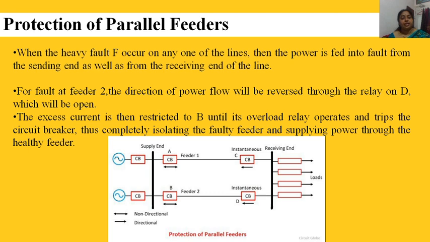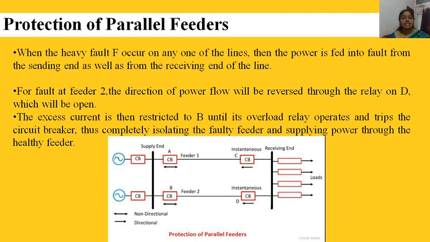When the fault F occurs on any of the lines, then the power is fed into the fault from the sending end as well as from the receiving end of the line. If we consider a fault at feeder 2, it will be fed from this side as well as from the other side. Relays B and D will sense this fault and give a tripping signal to the circuit breaker, while A and C will be the healthy section and will continue to supply power to the load.